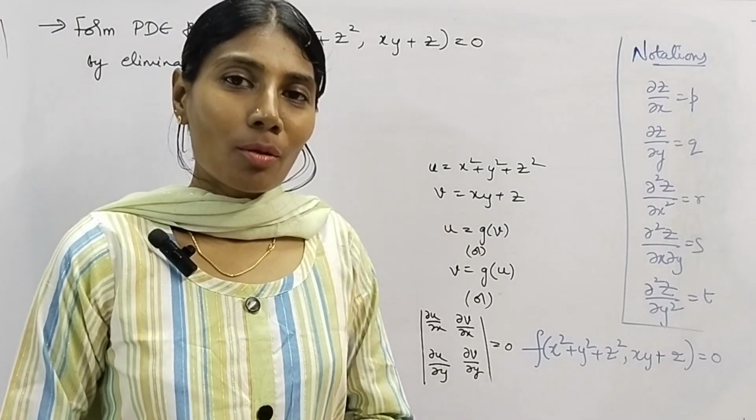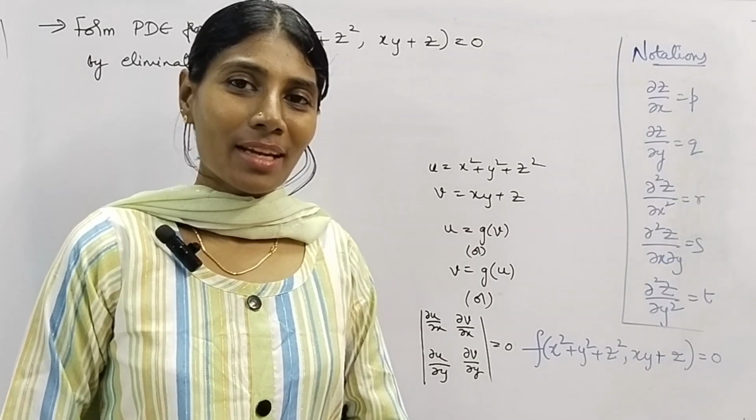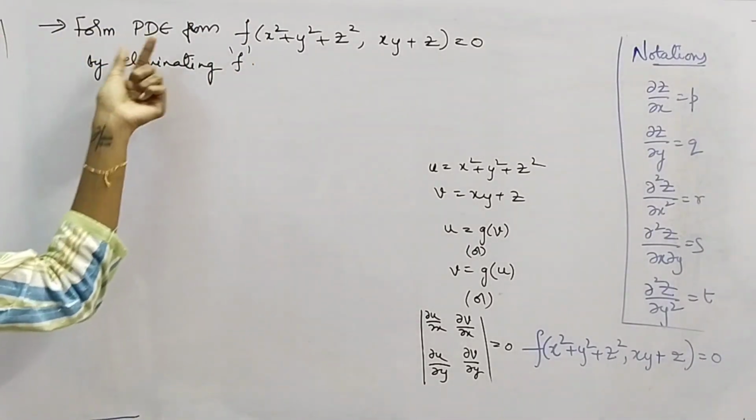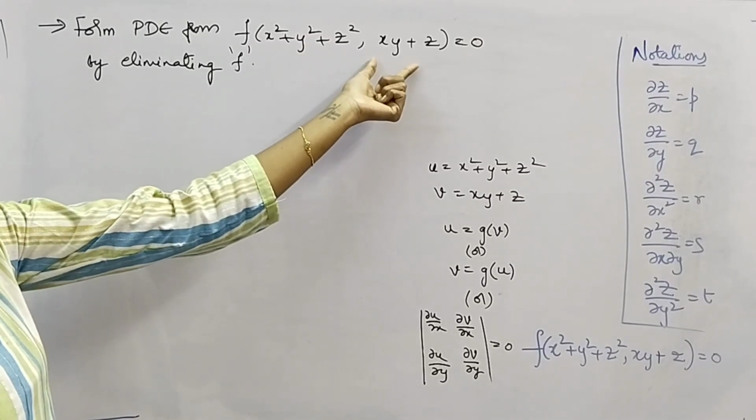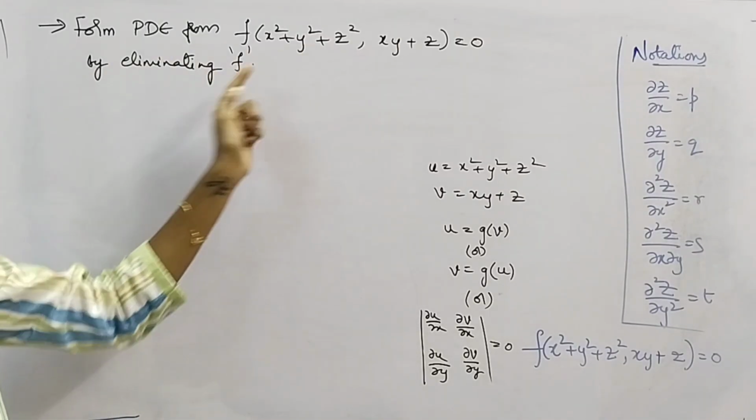In this video we're going to see a problem from partial differential equations. So let's get going. Problem: form a partial differential equation from f of (x square plus y square plus z square, xy plus z) equal to 0 by eliminating f.